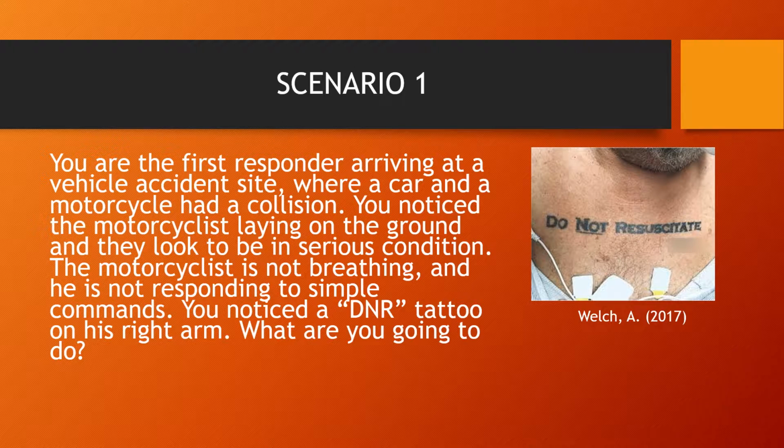We were able to interview Dr. John Travnicek with Avera Medical Group Emergency Medicine and give him certain scenarios and ask him, in his opinion, how he would respond. Scenario 1, you are the first responder arriving at a vehicle accident site where a car and a motorcycle have a collision. You notice the motorcyclist laying on the ground and they look to be in serious condition. The motorcyclist is not breathing and he is not responding to simple commands. You notice a DNR tattoo on his right arm. What are you going to do?